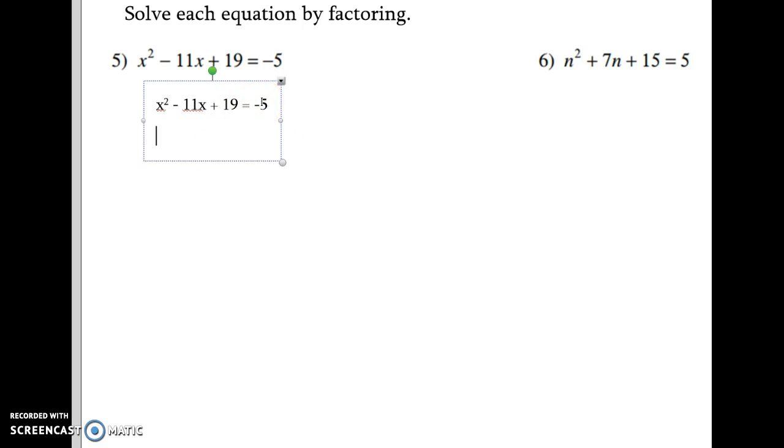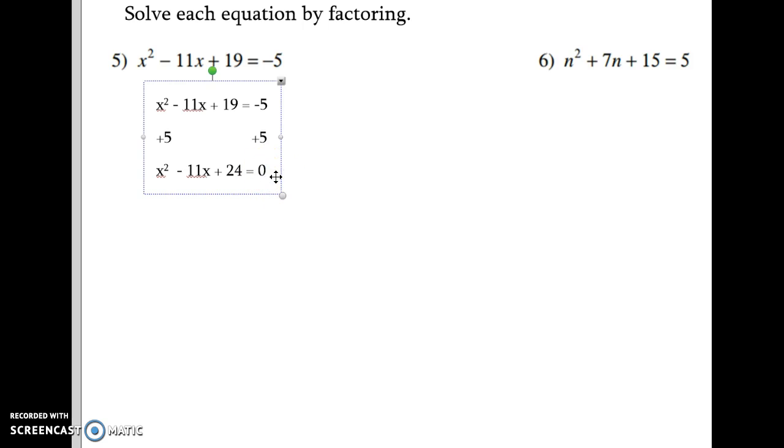Now on both sides, I'm going to add 5. Add 5 over here, and add 5 over here. On the left-hand side, the 5 combines with the 19, and that should give us positive 24. So our left side is x squared minus 11x plus 24, and that's equal to 0. Now we have a quadratic equation which is equal to 0, which is what we wanted.